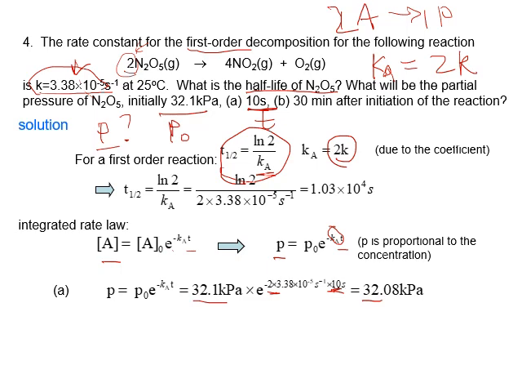Now when the time goes to 30 minutes, you have to change to seconds. So 30 times 60 gives you seconds. And that gives you 28 kilopascal.